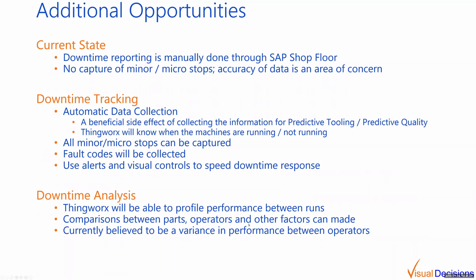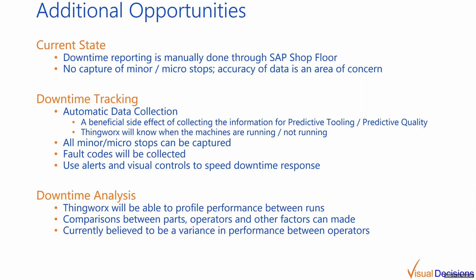So there are some additional things that we're getting as we do that. Right now, they're not really doing a whole lot of detailed downtime reporting. It's just when the operator has a really big downtime event, they'll go and enter that into the SAP shop floor application. And there's no capturing of any minor stops or micro stops. And the accuracy of the data is definitely a concern.